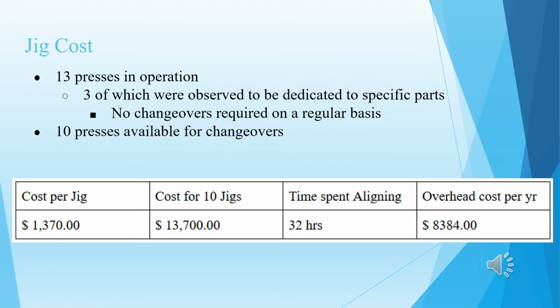Cast-Rite has 13 presses available for production, but only 10 of them are involved in the changeover. The cost to manufacture 10 jigs in-house was calculated to be $13,700. This would save the company $8,384 per year in adjustment costs and production downtime.